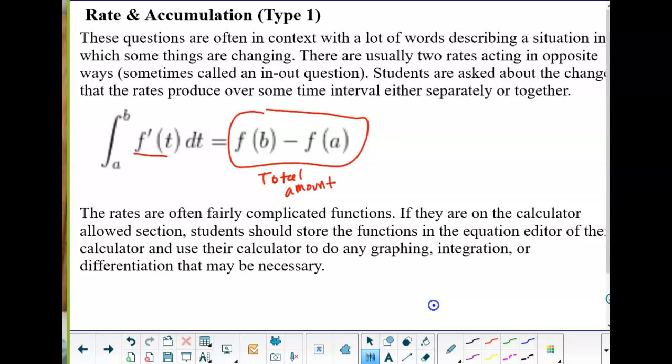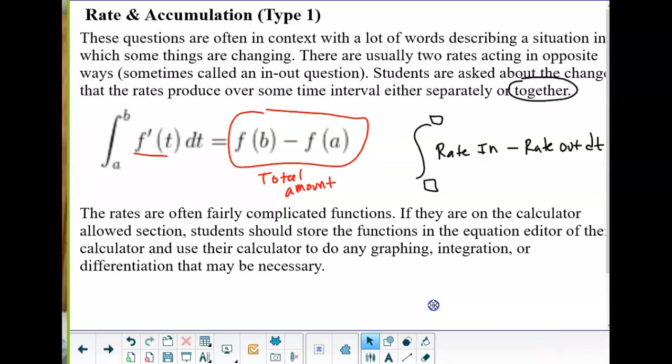And again, we're going to write this later, so don't write anything down. But when we think of it, sometimes if an interval is acting together, it's basically taking the integral of your rate going in versus the rate going out with respect to time, from some beginning to an end. Okay, so you'll see that come up here.